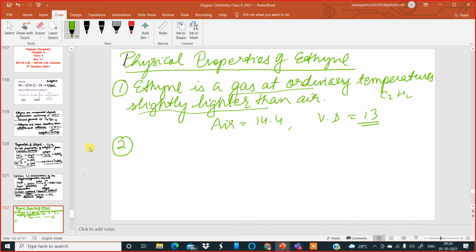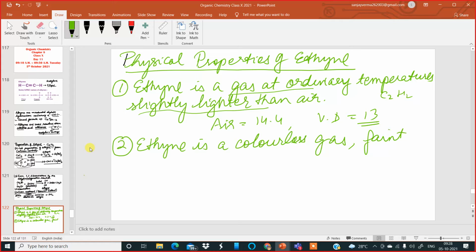Then next one, number 2, with regard to color and odor: ethyne is a colorless gas, and it has a faint garlic odor. You know what is garlic?